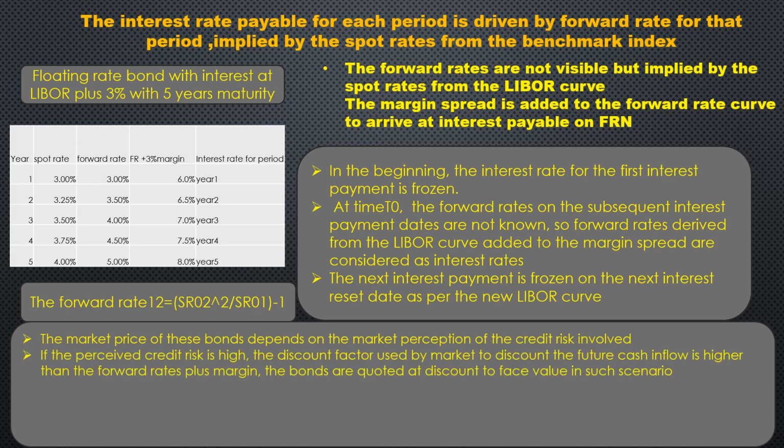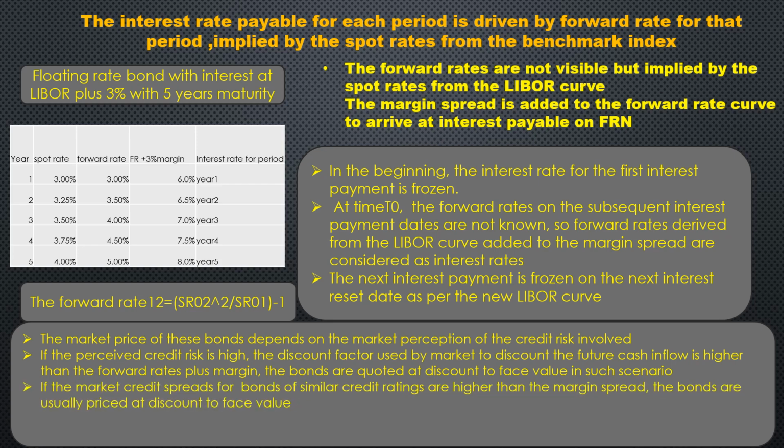The market price of these bonds depends on the market perception of the credit risk involved. If the perceived credit risk is high, the discount factor used by the market to discount the future cash inflow is higher than the forward rates plus margin. The bonds are quoted at a discount to face value in such a scenario.